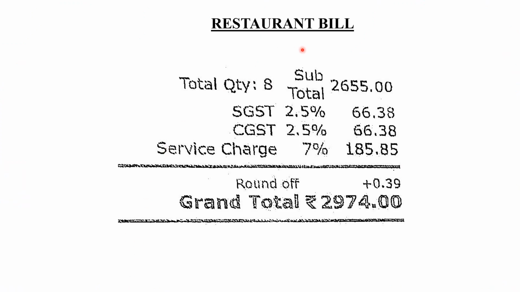Recently I went to a restaurant and my actual bill was 2655 rupees, but I saw that some extra charges were also included, like SGST, CGST and service charge, and then my final bill became 2974 rupees. So what are these extra charges which were included in my bill? These extra charges are the taxes.